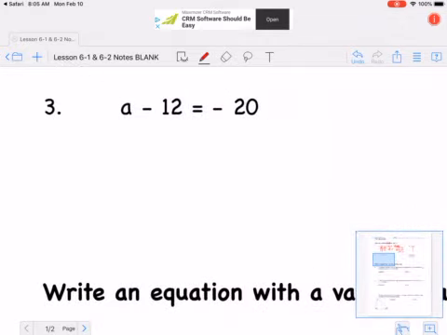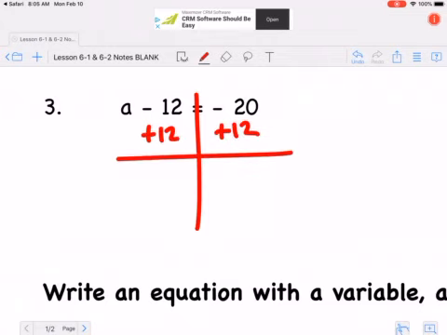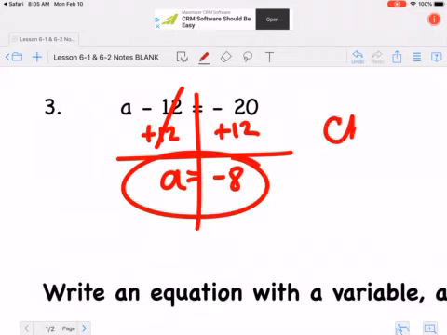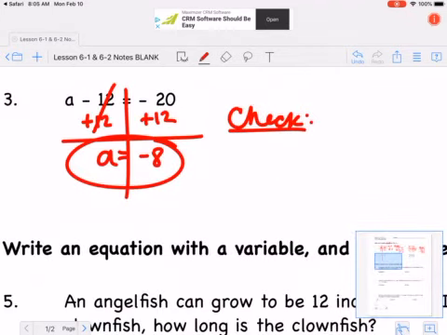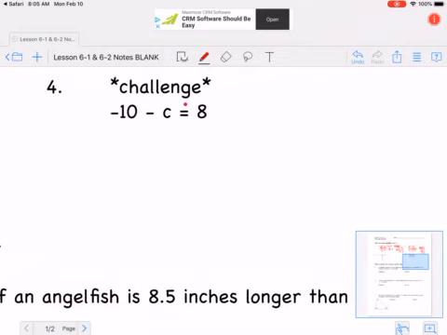Okay, number 3, we have a minus 12 is equal to negative 20. So line down our equal sign. We have a minus 12, so we're going to add 12 to both sides. And we get a is equal to negative 8. At this point, and I will be checking on your notes to make sure you do it, you need to make sure you check.